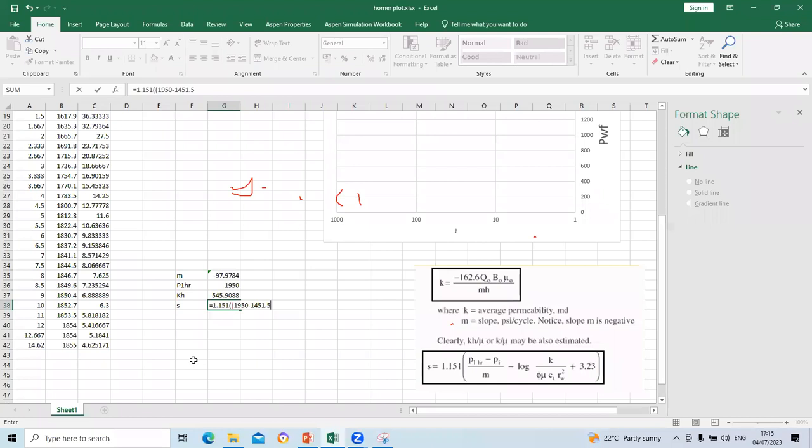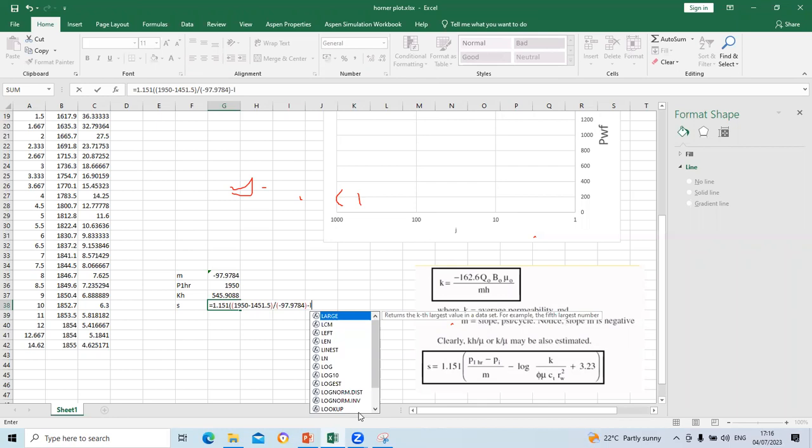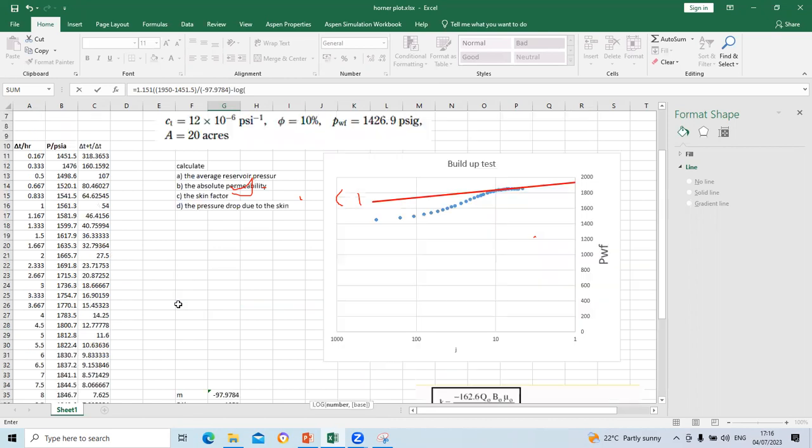I'm going to close the bracket. Then I divide this by m, which is the gradient. I'll just write it down because I don't want complication. Negative, let's put in bracket, negative 97.9784, and then I close it. All right, minus the log of k, which is, yeah, we need the permeability.